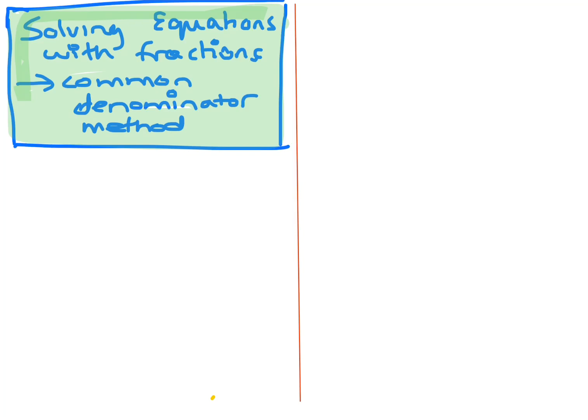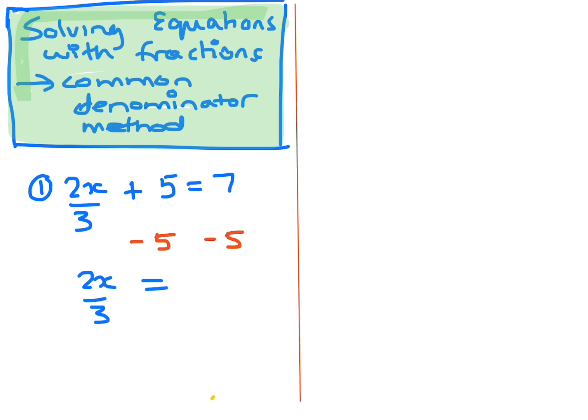Okay, I'm just going to look at solving equations. We're going to do it using the common denominator method, and we're going to build you up from when you've got one single denominator. So you take away the 5, and then you have 2x on 3. The 5s go out. 7 minus 5 is 2.